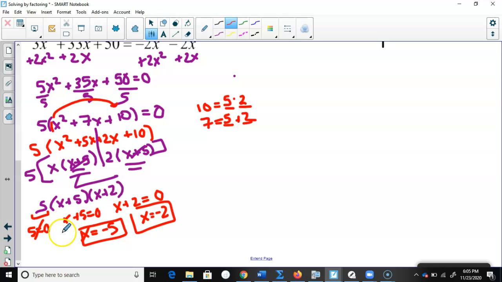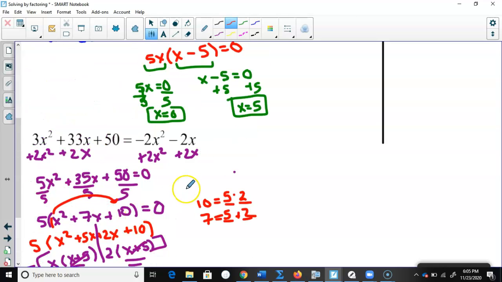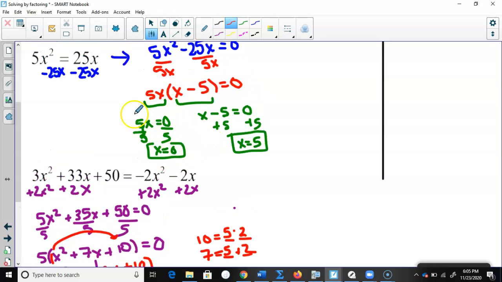Sometimes this 5 throws people for a curveball. You can only set the GCF that you factored out equal to 0 when there's an x like it in the second example on this page.